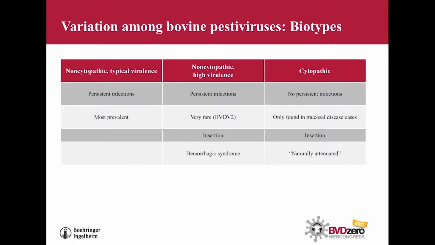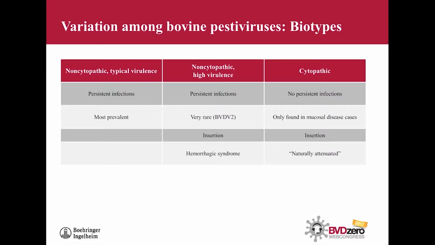Variations among the bovine pestiviruses then. We have variation in biotypes. In all three species, you can have a cytopathic and a non-cytopathic biotype. The cytopathic biotype arises from the non-cytopathic biotype. The importance of these is that the cytopathic cannot establish persistent infections when it crosses the placenta. The non-cytopathic biotype can. There's also a third biotype, highly virulent. The highly virulent biotype is extremely rare, and these viruses, while being highly virulent, are also non-cytopathic.